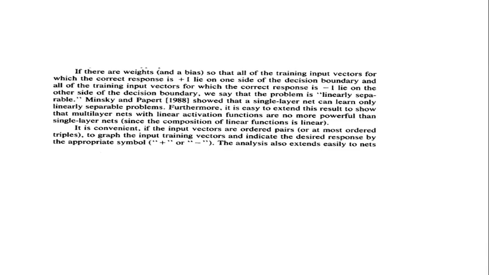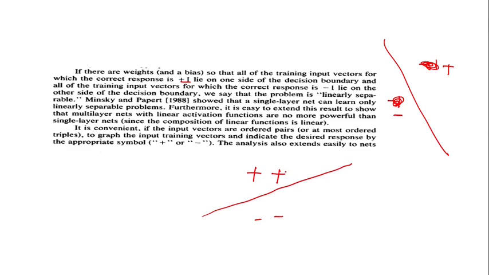If there are weights such that all the training input vectors for which the correct response is +1 lie on one side of the decision boundary, let's say +1 is this side, -1 is this side, let's say pluses and minuses, and all of the training input vectors for which the correct response is -1 lie on the other side of the decision boundary, we say that the problem is linearly separable. That means, let's say I have pluses, I have minuses. If my decision boundary is able to separate them, then we'll call the function linearly separable. That means a straight line can in fact separate them.